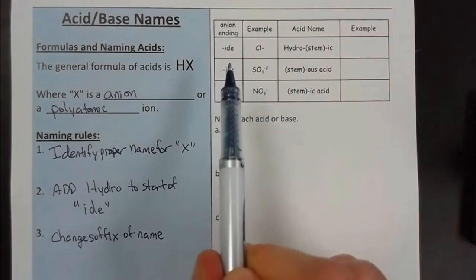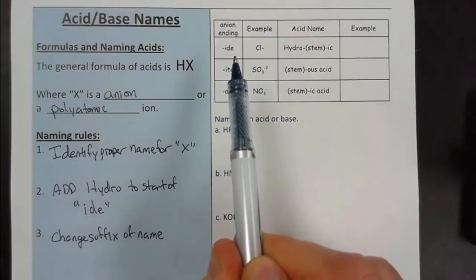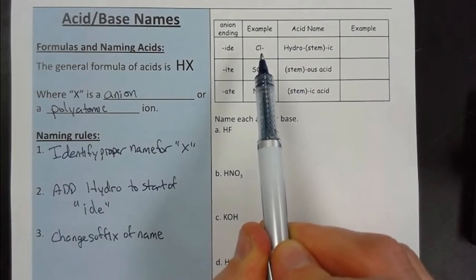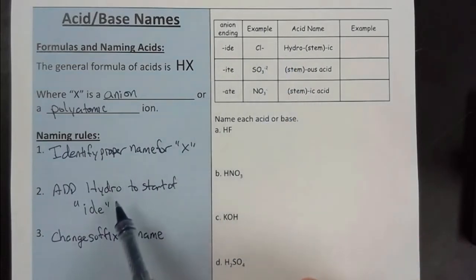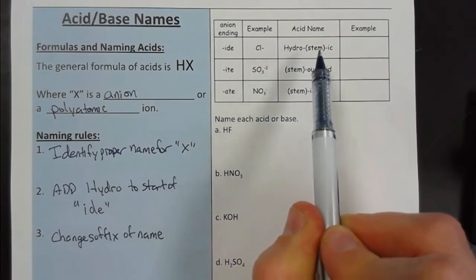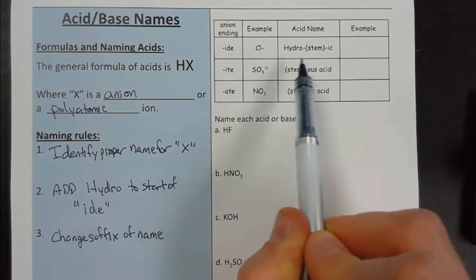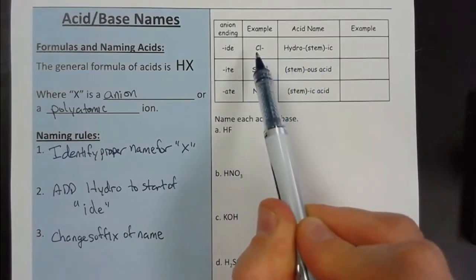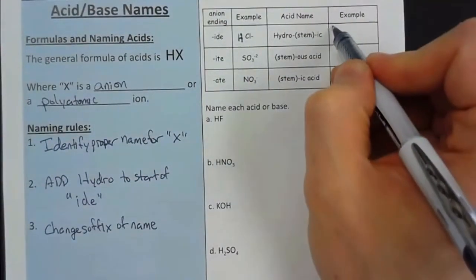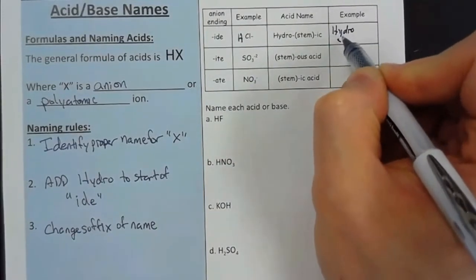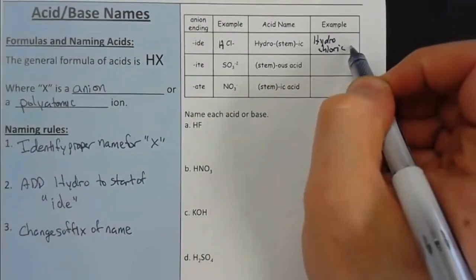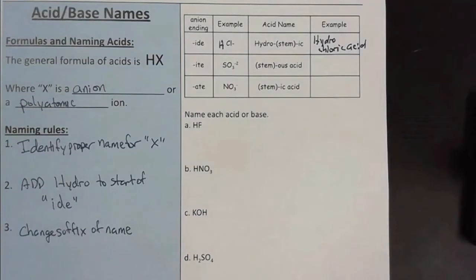So anything that ends in IDE, which most ions end in IDE, like the chlorine ion, we call the chloride ion. That's the only time we're going to add hydro to the start of the name of the acid, and then put in the root or the stem of this name, and then it ends in ic. So if we had something like HCl, we would call that hydrochloric, and then always put the word acid at the end of the name for the acid.